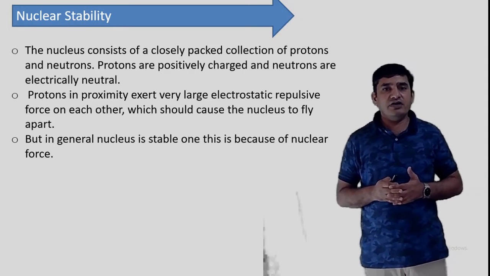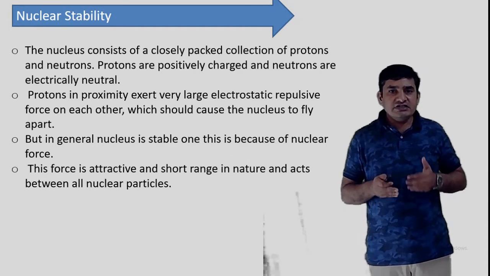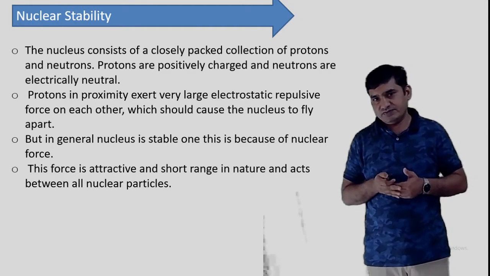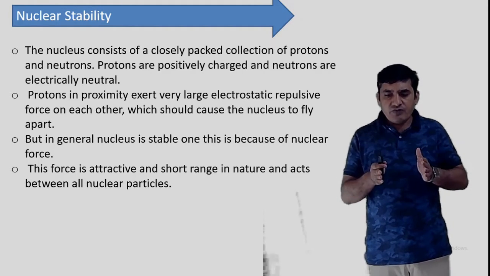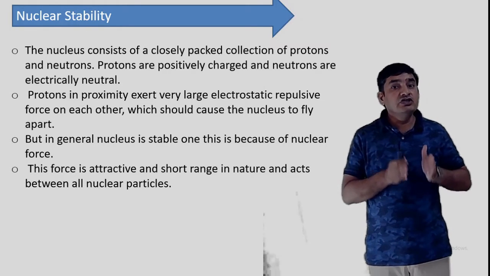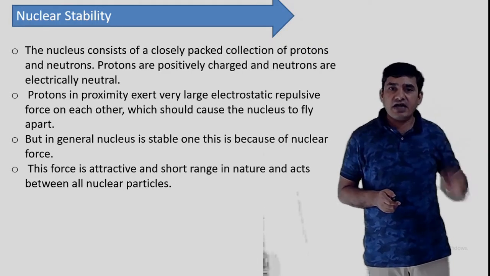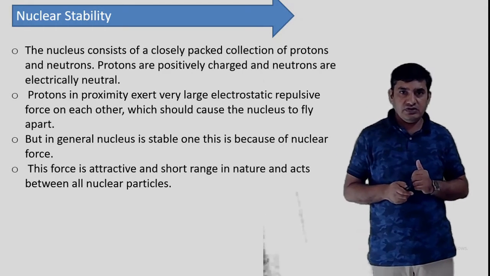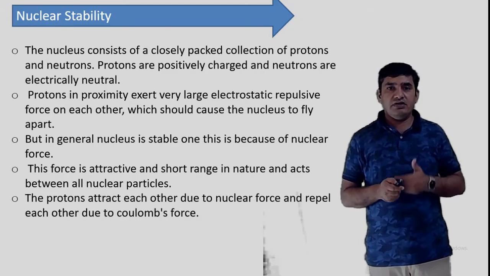Why does this not happen? In general the nucleus is stable because there is a nuclear force, a force of attraction between proton and neutron, and neutron and neutron. This force is always attractive. This force is a short range force, which makes the nucleus stable.